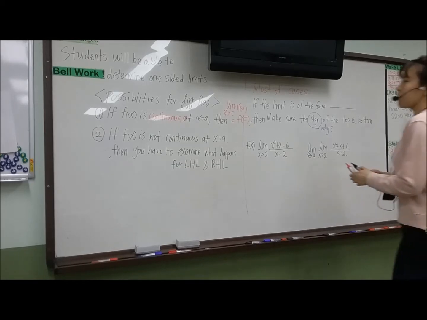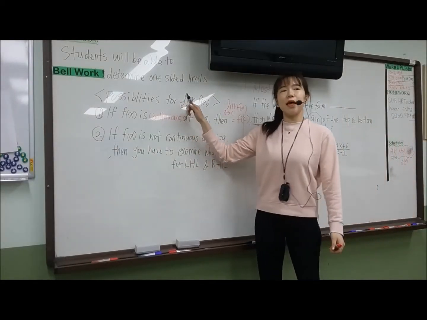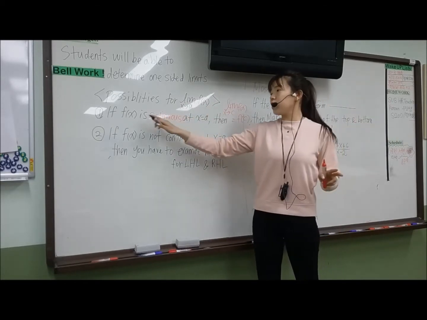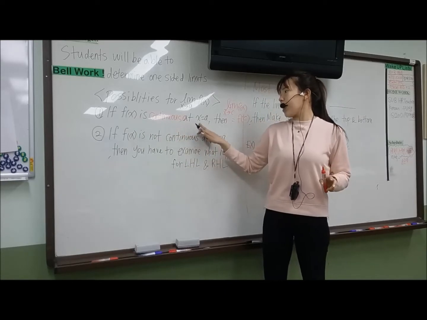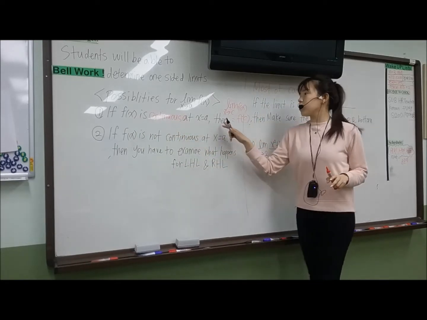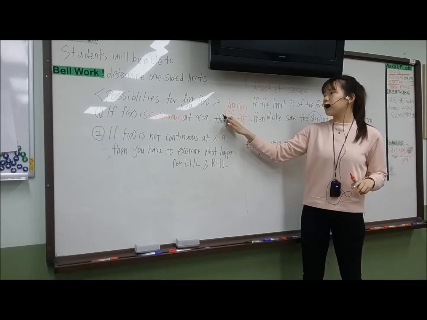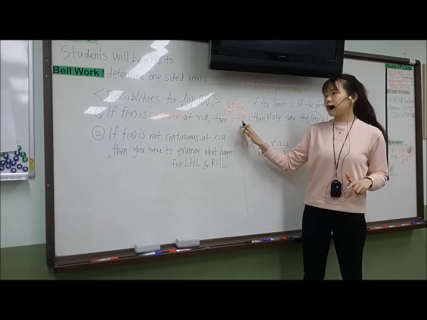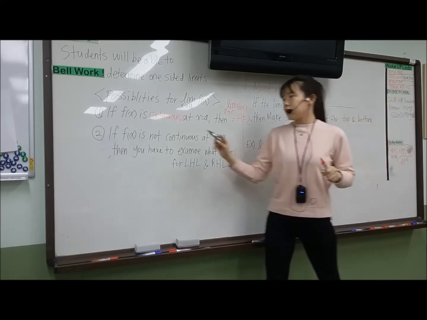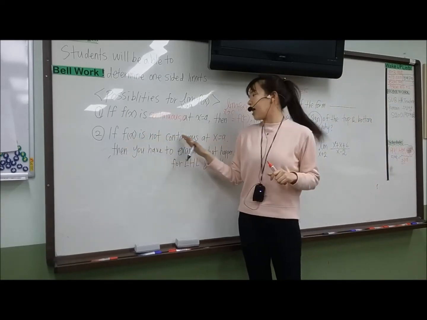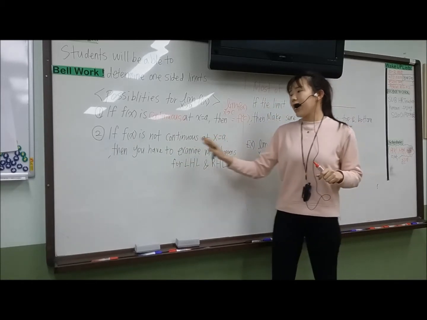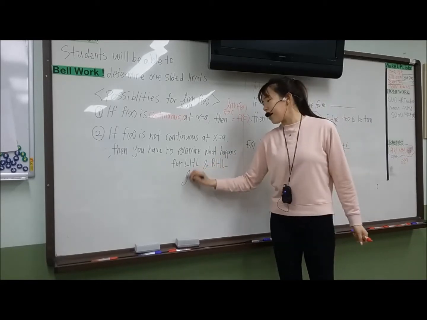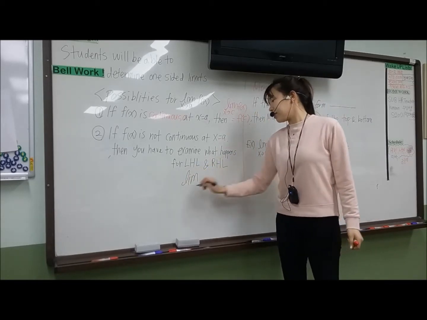So again, for the limit as x approaches a of f of x, there are two cases. First, f of x is continuous at x equals a, in which case all you need to do is substitute x for a, and you get f of a immediately. The second case, the function is not continuous at x equals a. In that case, you have to examine what happens for the left hand limit.